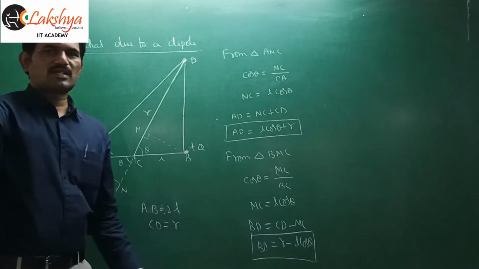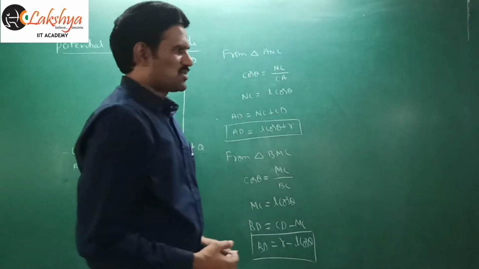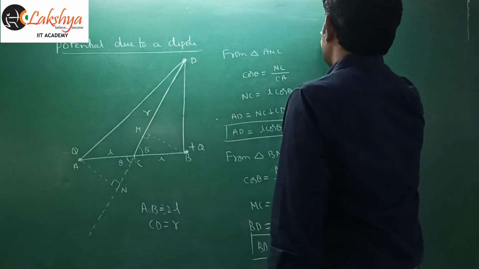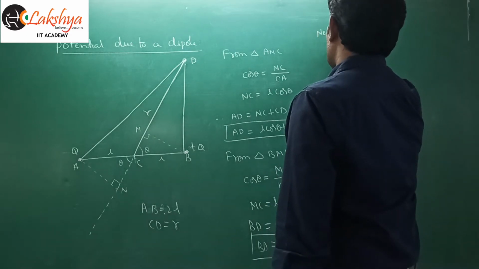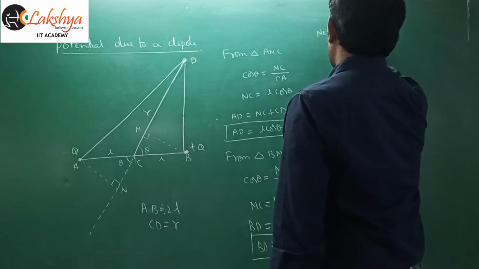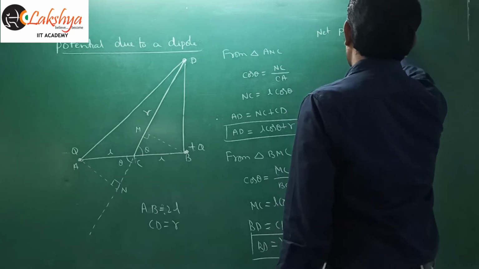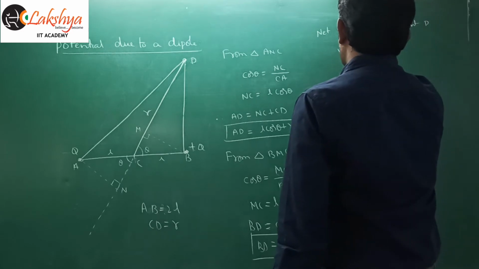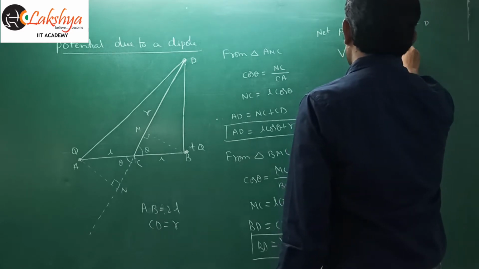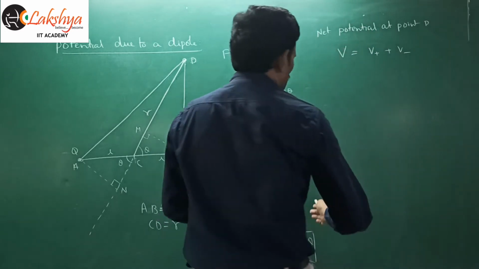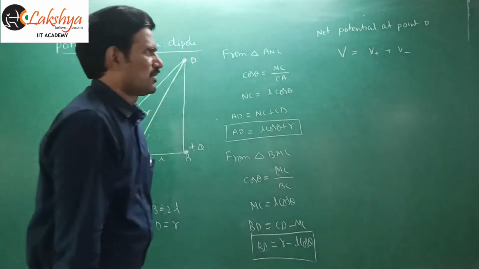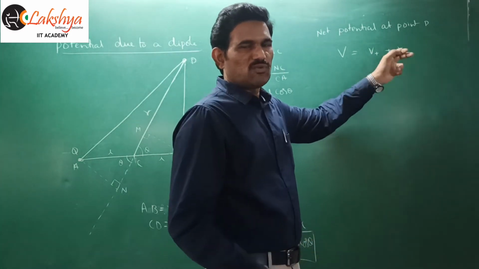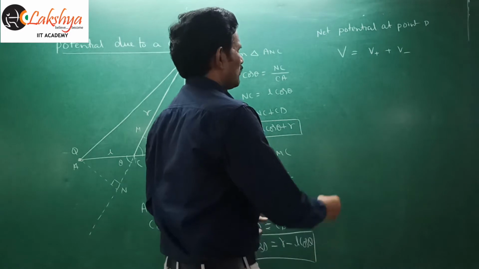As we calculated the distance of positive charge and negative charge from that point, now we can write the potential. So directly I am writing the net potential at point D. That can be written as potential due to positive charge plus potential due to negative charge. We should add the potential due to individual charges. Potential due to negative charge is negative, so when we substitute the values, we will get the negative sign there.